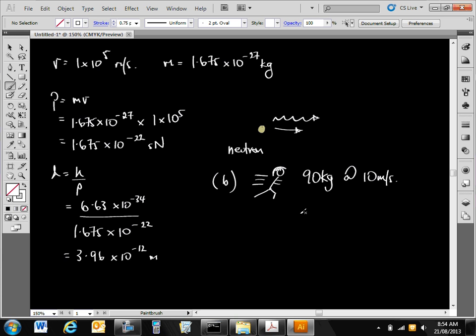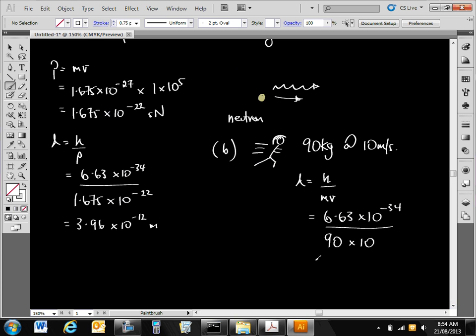Momentum first, or we could just go straight to the wavelength is equal to Planck's constant over mass times velocity. 6.63 by 10 to the minus 34 all over 90 kilograms times 10 meters per second. 7.37 by 10 to the power of minus 37 meters.